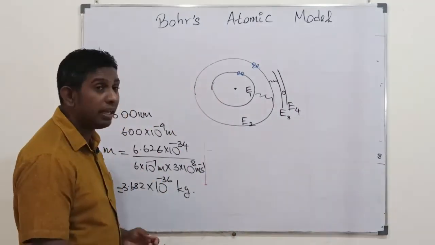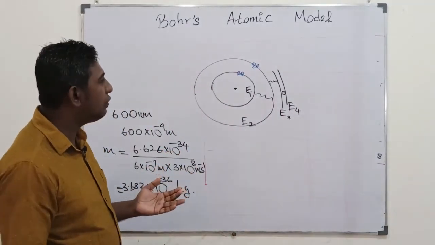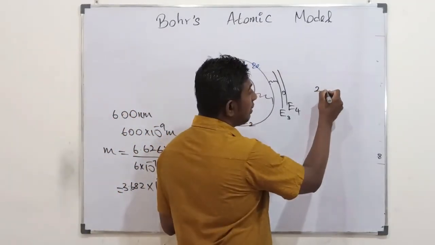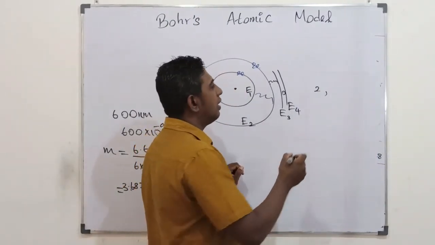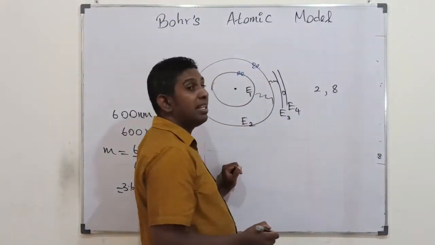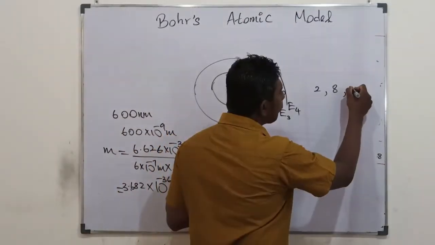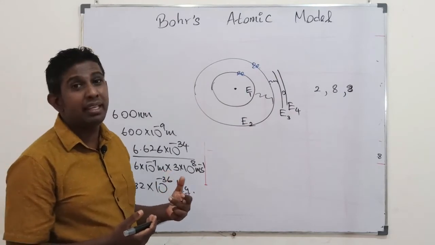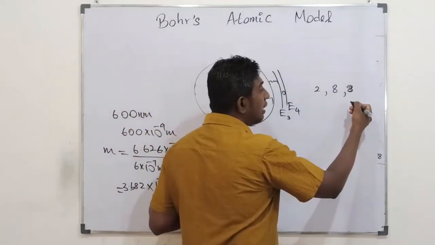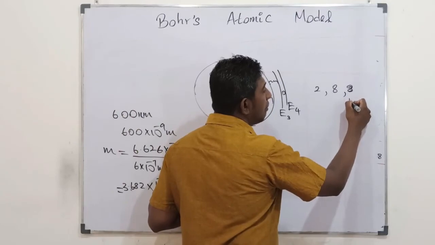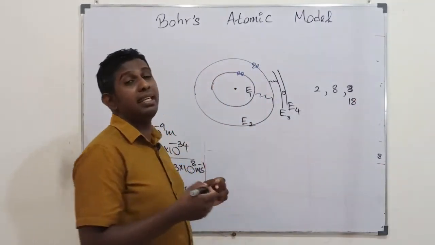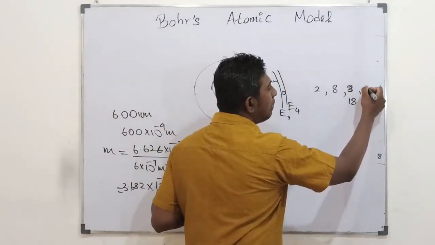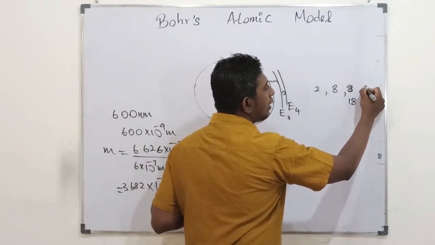According to Bohr's model, energy levels are filled with electrons as follows: first maximum with 2 electrons. Then second energy level maximum with 8 electrons. Then third, if it is the last energy level, it is maximum with 8 electrons. But if it is not the last energy level, it is maximally filled with 18 electrons. Again, fourth shell, if it is the last shell, it would be maximally filled with 8 electrons.